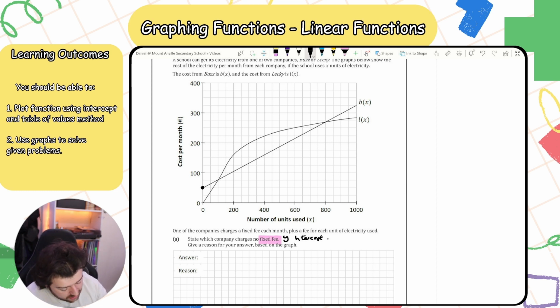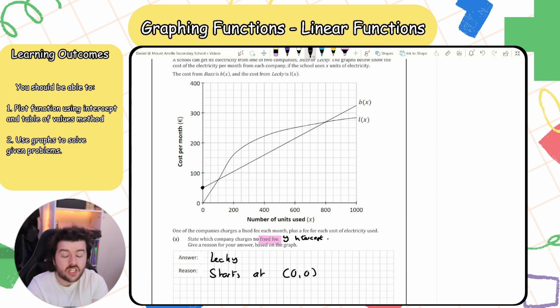So answer, who does not charge a fixed fee? That's going to be Lecky. Reason: it starts at 0, 0. So it starts at the origin point, the y-intercept is 0.